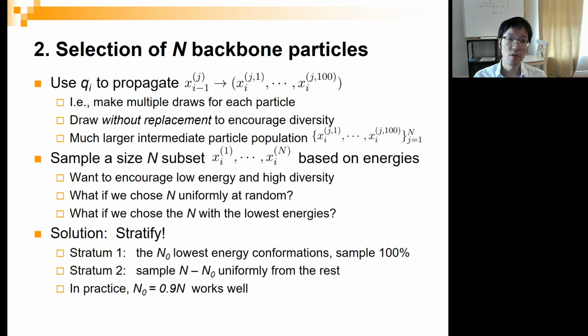So the statistical solution is to do stratified sampling. We sample the lowest energy ones. So we take a whole bunch of lower energy ones, and then from the other stratum we sample uniformly. That keeps a nice balance between ones that have incrementally low energy and ones that could potentially be useful conformations as we build the rest of the segment.